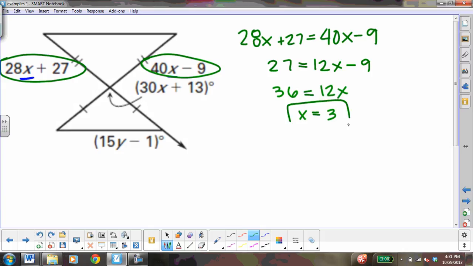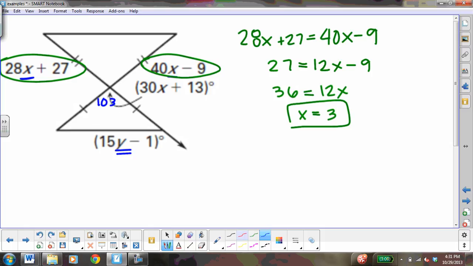Now, I found the value of x, which is what I wanted to do. But in order to find the value of y, which is down here, I'm going to have to know some angles in this smaller isosceles triangle. So I'm going to plug in the 3 in for this 30x plus 13. So 30 times 3 is 90, plus 13 is 103.